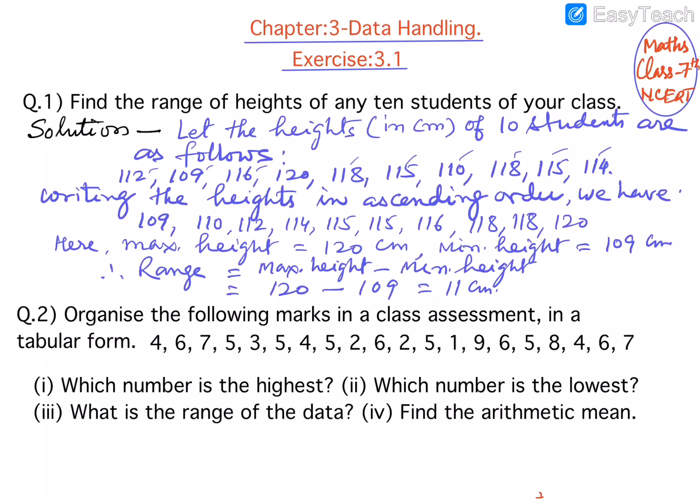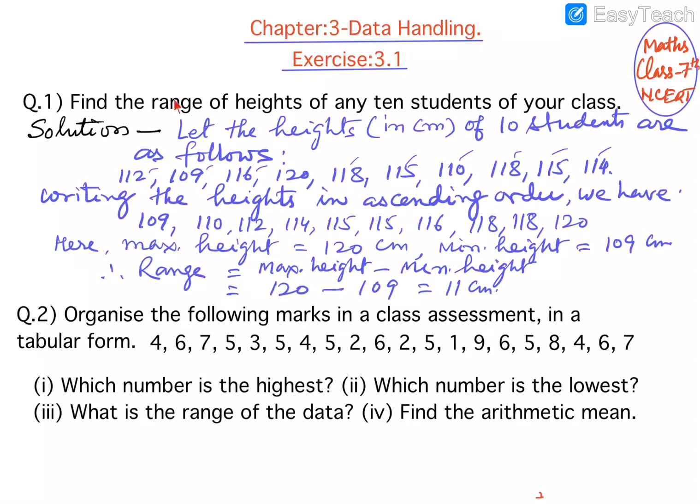So arranging the given data in ascending order, we have 109, it is the smallest value of the data, then 110, 114, 115 is 2 times, then 116 and 118 occurs here 2 times, and last 120. This arrangement of data gives the lowest value and the highest value of the data in no time.